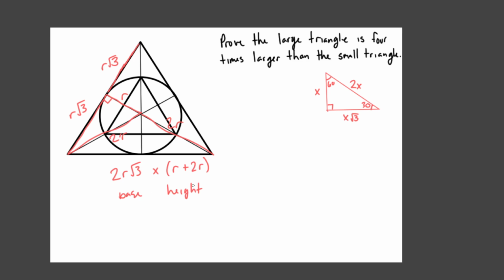Base times height, and then I need to divide this by 2 when I'm finished. So r plus 2r gives me 3r.